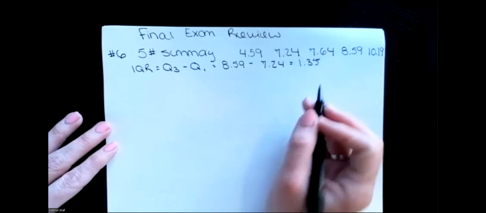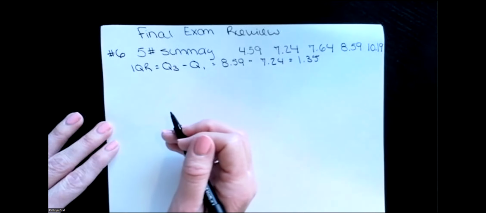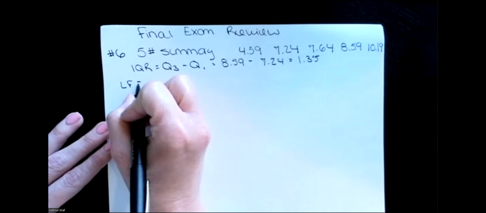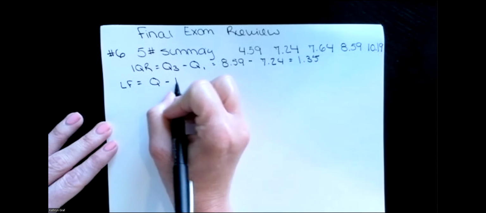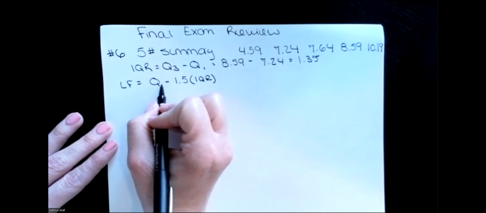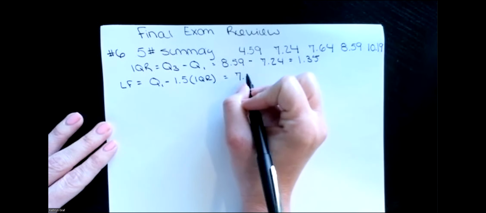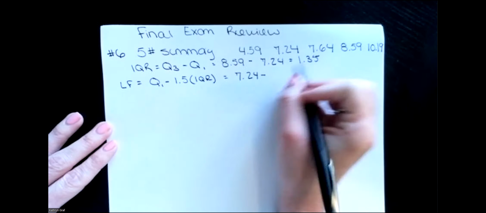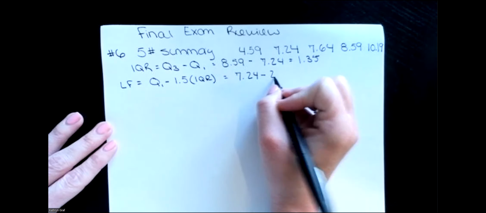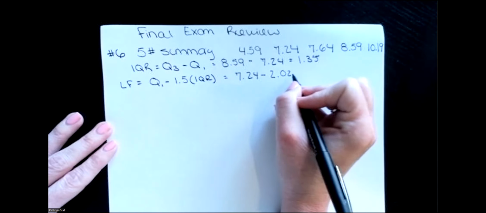Okay, so I'm going to just hang on to that number. It's just a little over 2, but I'm going to hang on to that number. So for my lower fence, let's talk about how I calculate my lower fence. My lower fence is quartile 1 minus 1.5 times IQR. Quartile 1 is 7.24 minus, now I took this IQR, multiplied it by 1.5. I just got a little over 2. I'm not going to say 2, but it's 2.025.